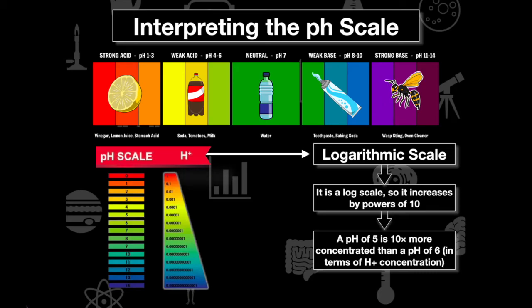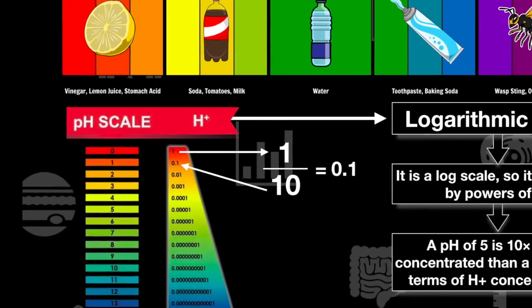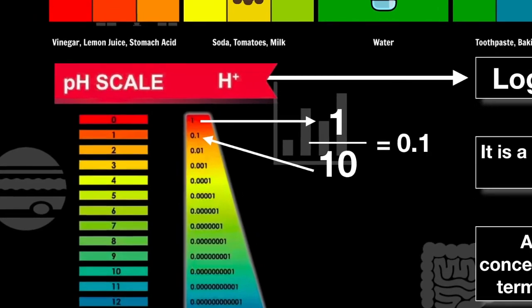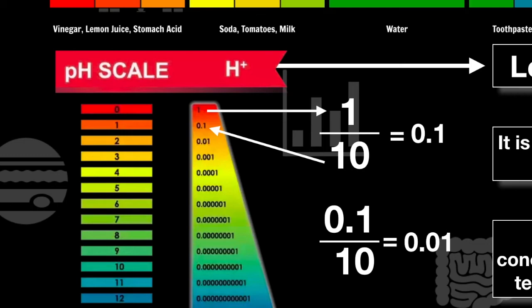So let's look at this numerically. If I had a pH of 0, the numerical value associated with it would be 1. As I go up to a pH of 1, according to my logarithmic scale, I do 1 divided by 10, so the numerical value would be 0.1. Now if I go to a pH of 2, I take 0.1 and divide that by 10, so the numerical value associated with a pH of 2 would be 0.01. As you go down and up the scale, you can see it's a logarithmic function.